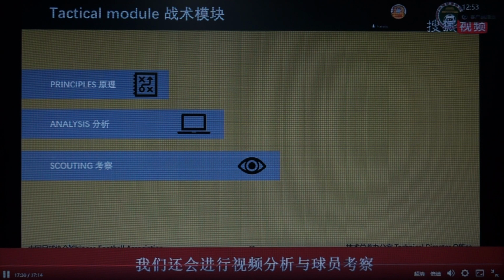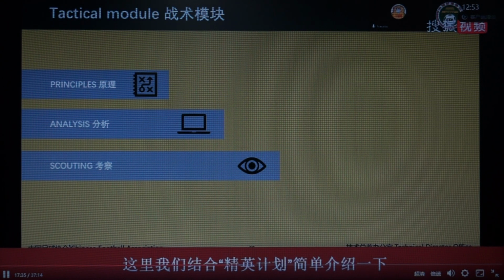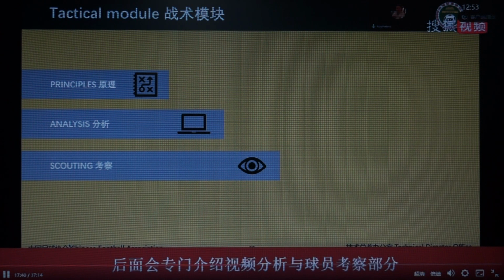Besides that, you also find analysis and scouting in the tactical module. And this is just a short introduction that we have incorporated in the blueprint, because we have separate courses for analysis and scouting.